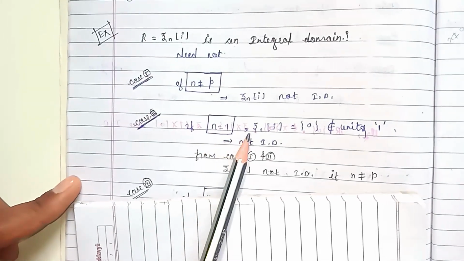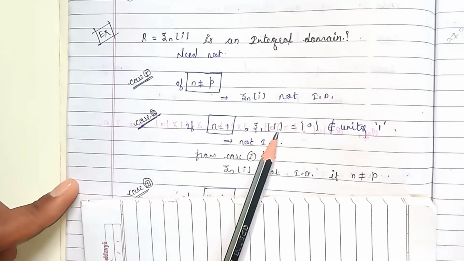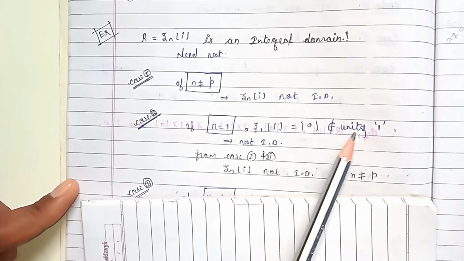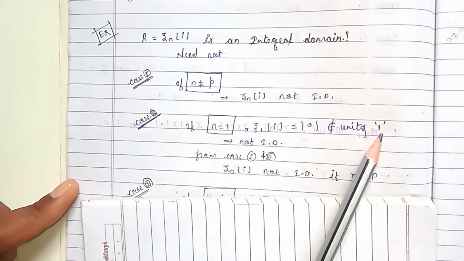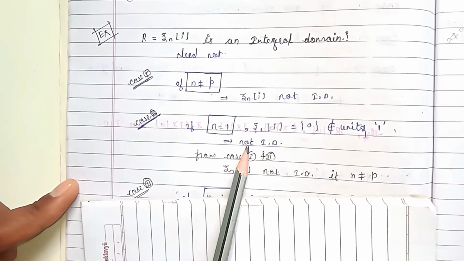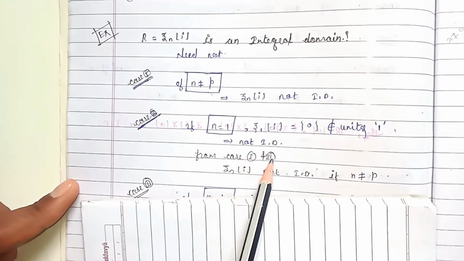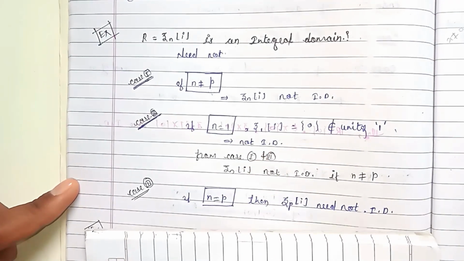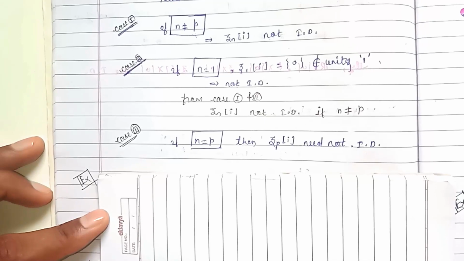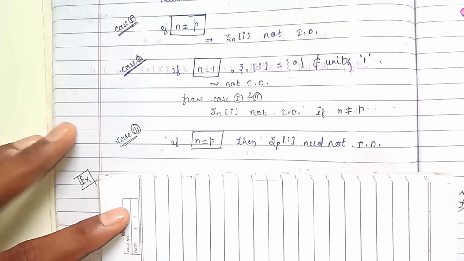Case second, n equals 1. If n is 1, it gives Z1[i], which has only one element, 0 plus 0i, that means only 0, and there is no unity element in our set. So the second property is violated here. So by the first and second properties, it is not an integral domain. Case third, if n is prime, then Zn[i] need not be an integral domain. For this we may consider any counterexample like Z5[i] and check whether it is an integral domain or not.